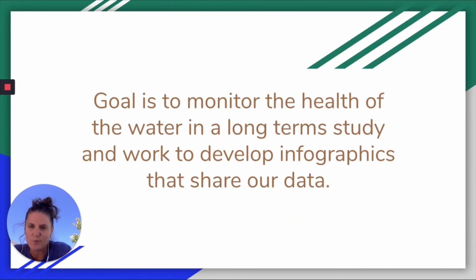Now, in these activities, our goal as citizen scientists is to monitor the health of the water in a long-term study. By long-term, we're talking about from the end of August to the end of the school year. As we go through, we can reassess our numbers and see if anything has significantly changed. It may mean that in our watershed area, there is something that is impacting the water quality, and we would look at that. As we collect this data, we're also going to work to develop some infographics that can share the data and our results.